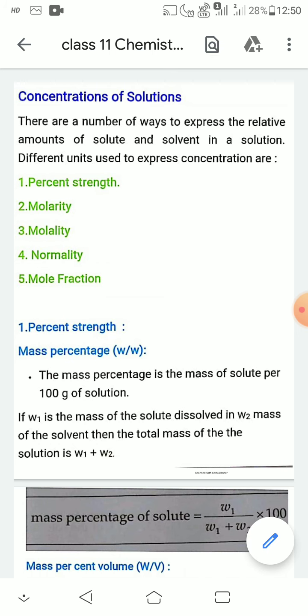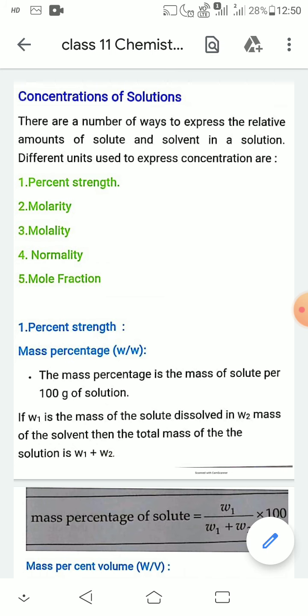Today, I'll discuss different methods of representation of concentration of solution. There are a number of ways to express the relative amount of solute and solvent in the solution.